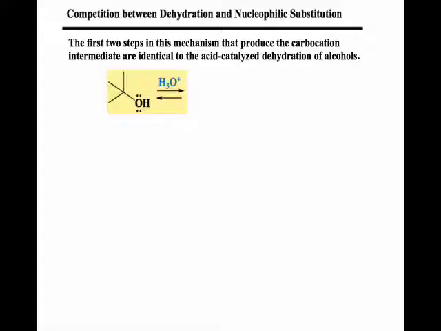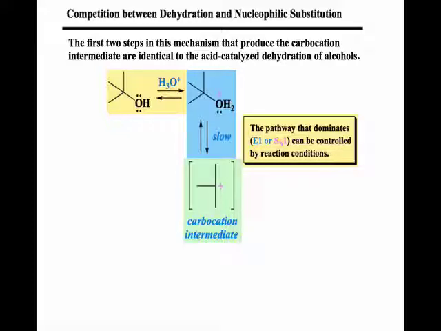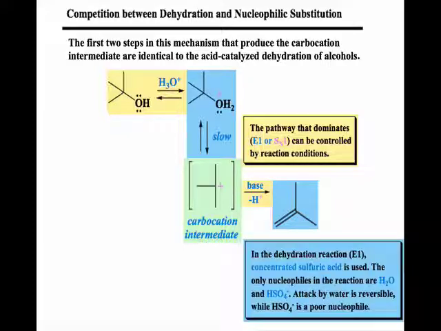Now, you do have to worry about a competition between dehydration and substitution. So, for example, if I take tert-butyl alcohol and I treat it with a strong acid, I get that protonated alcohol, obviously, right? I get a carbocation intermediate, but I can have two pathways, right? I could have my nucleophile functioning as a base, giving me the alkene, or I could have my nucleophile functioning as a nucleophile and giving me the product.